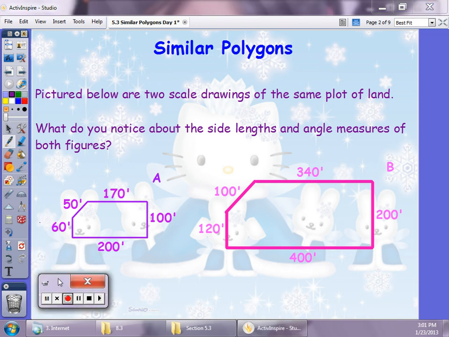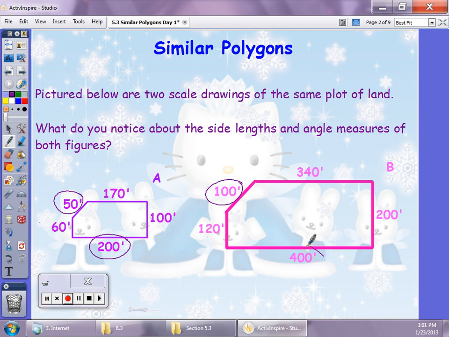What do you notice about the side lengths and the angle measures of both figures? Let's start with the side lengths. If you look at the corresponding sides, you're going to notice that they have the same ratio of 1 to 2. If you take 50 to 100, which is this side right here, and you reduce your ratio, you get a ratio of 1 to 2. If you take another corresponding side, say 200 to 400, that also gives you the same ratio of 1 to 2. So the first thing we notice is that the side lengths are in proportion.